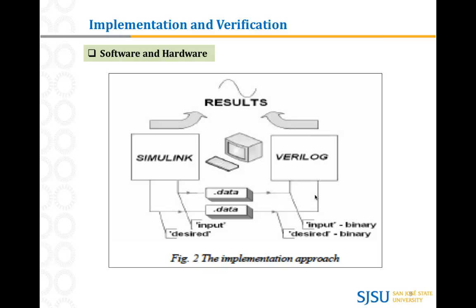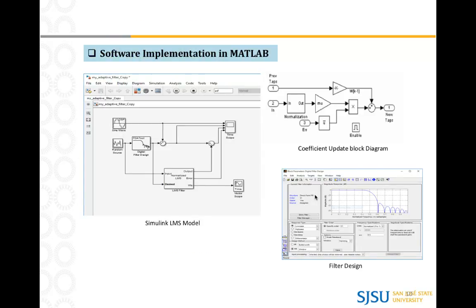Basically, the inputs are different for Simulink and Verilog. For Verilog, the inputs and the desired signal are in the form of binary, but in Simulink we give a dynamic input. The software implementation in MATLAB: here you can see the block diagrams of the adaptive filter, the Simulink model, and the coefficient update block diagram, showing how the coefficients are updated and normalized.